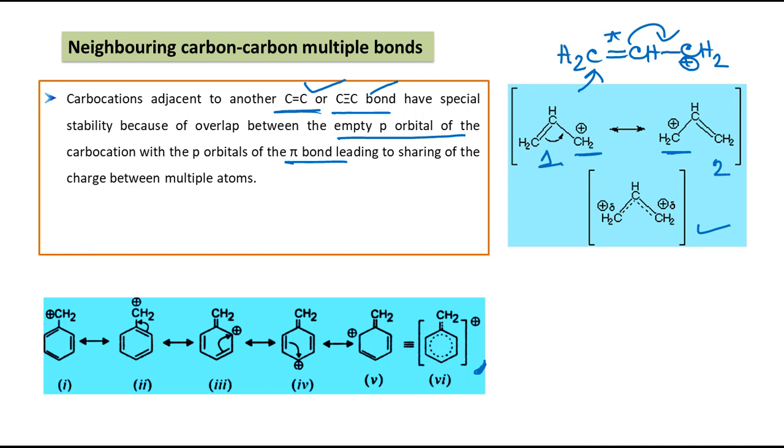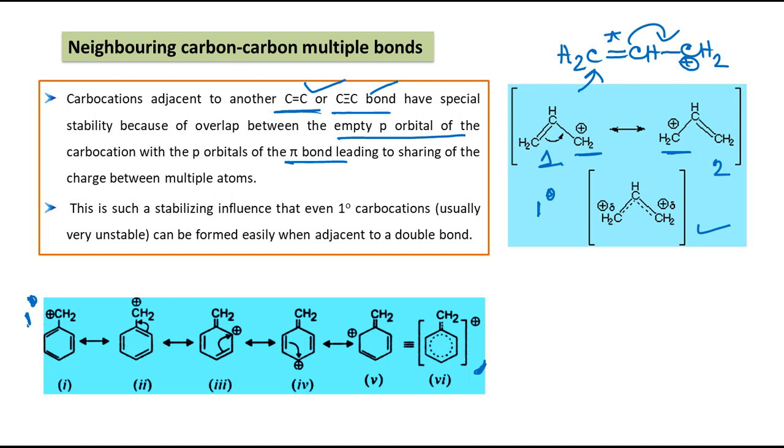Now you can see in both these examples, the positive charge is present on a 1 degree carbon, isn't it? From the previous point, we have seen 3 degree is more stable, then 2 degree, then 1 degree. Here it is 1 degree, but still they can be stable. This is because of the adjacent double bond. It is such a stabilizing influence that even a 1 degree carbocation, usually very unstable under normal conditions, can also be stable if this type of effect is present.